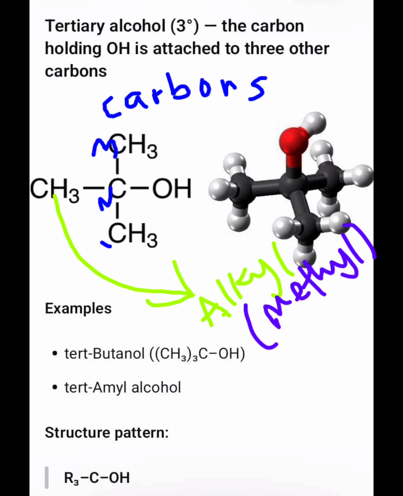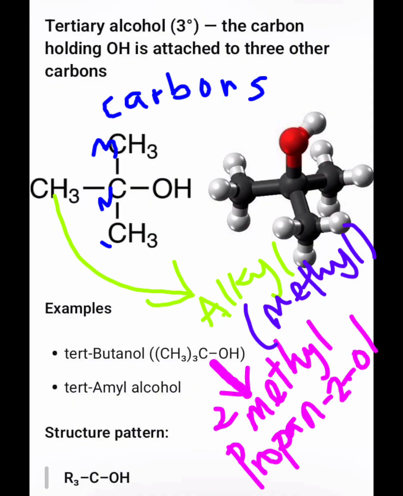2-methylpropan-2-ol. Why is it 2-methyl? Because the methyl group CH3 is attached to the middle carbon, 2-methyl. Then propan-2-ol, because in this case the alcohol group is attached to the second carbon, to carbon 2. So tertiary butanol is 2-methylpropan-2-ol.